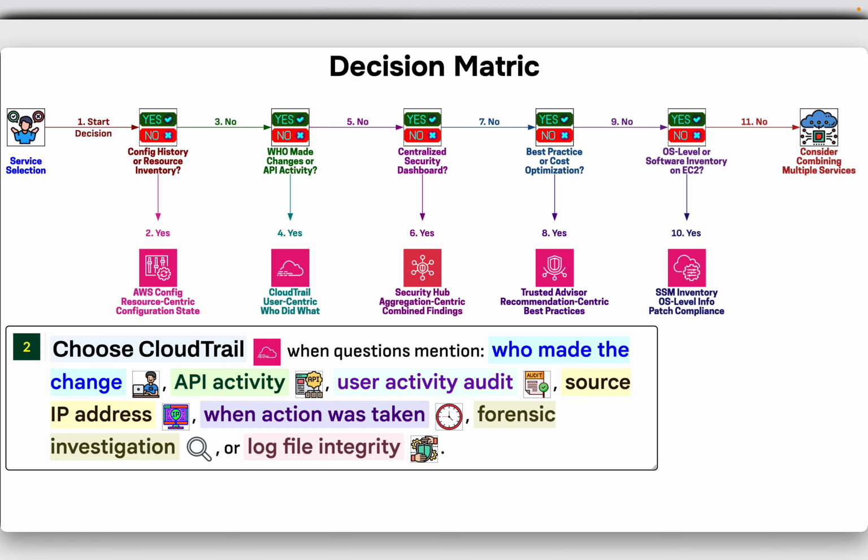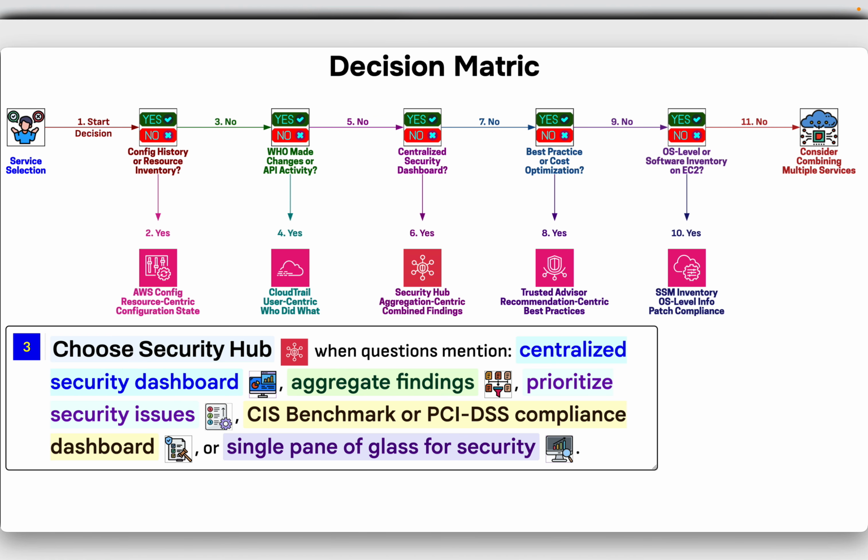Choose CloudTrail when the question mentions who made the change, API activity, user activity audit, source IP address, when action was taken, forensic investigation or log file integrity. Choose Security Hub when questions mention centralized security dashboard, aggregate findings, prioritize security issues, CIS benchmark or PCI DSS compliance dashboard, or single pane of glass for security.